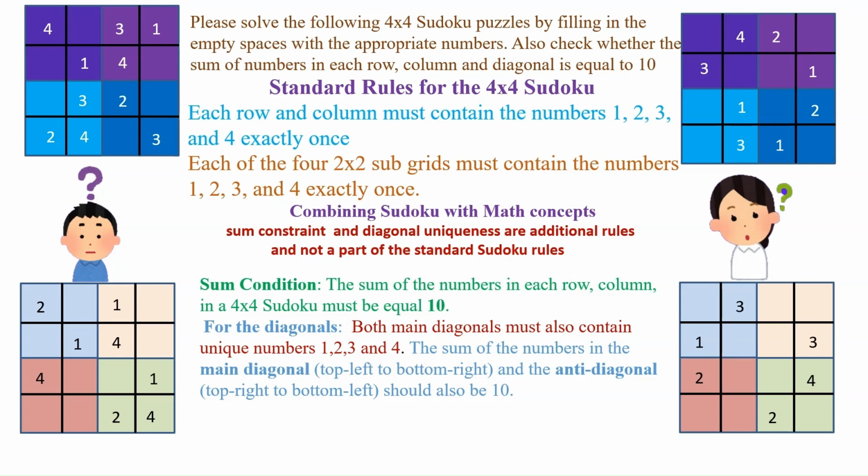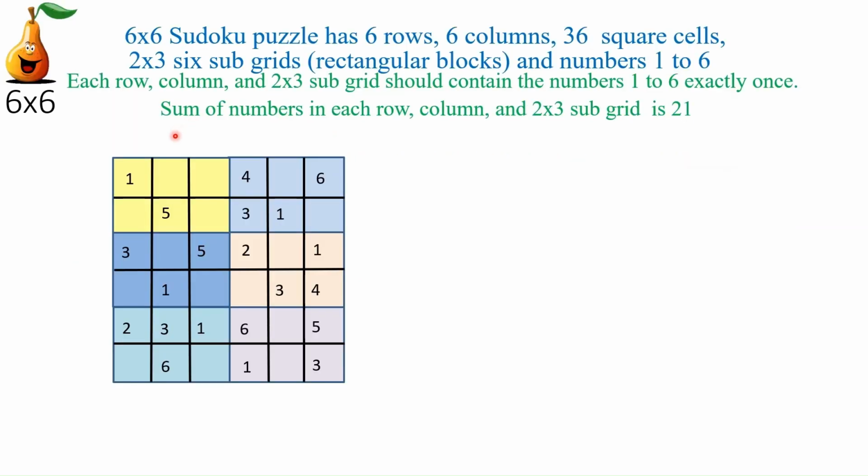Sum of the numbers in the main diagonal, that is top left to bottom right, and the anti-diagonal, top right to bottom left, should also be 10. After completing the puzzles, you can verify the solutions given at the end of the video. Now let us start the 6x6 Sudoku puzzle.